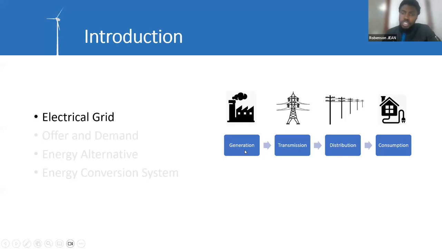So we will have the generation where we produce the energy, the transmission line, the distribution line, and at the end, the consumption. But we always have to deal with a fact: the supply and the demand, the generation and the consumption. At any moment, at any time, the generation should be equal to the consumption. But sometimes that is not what happens.